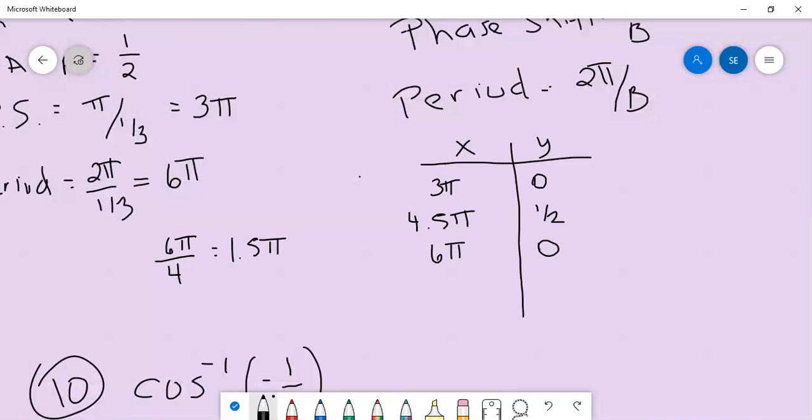Halfway through our sine function, we're back to 0. Going to add another 1/4 period, so this brings us to 7.5 pi. And now we're going to be at the negative of our amplitude. This is going to be -1/2. And finally, again, we're going to add another 1.5 pi to this. This brings us to 9 pi and back to 0. So now we have these points, we can graph this.